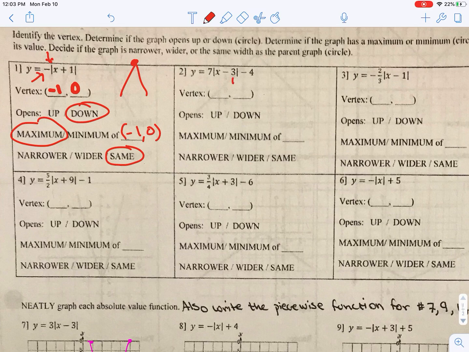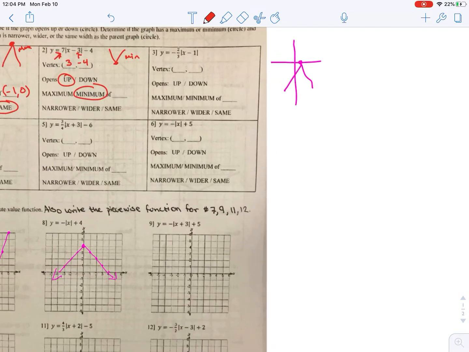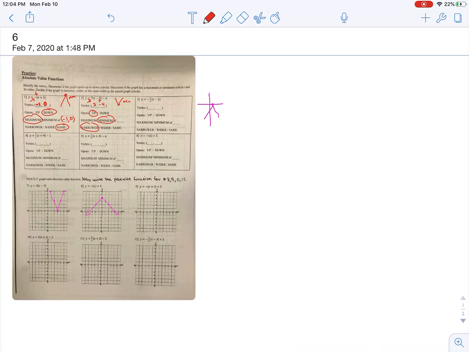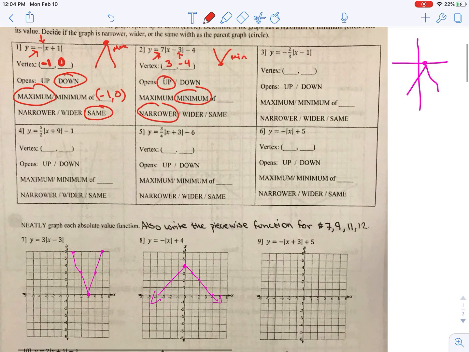Let's do a couple more. So this would be the opposite. So +3, -4. And it has a positive number in front, so that's opening up. So it would look like this. Now it has a minimum point. So if it's like this, it's minimum. If it's like this, it's max. And then narrow, wider, the same. Well, if I have a number right here that's bigger than 1, it's going to be narrower. It's going to be a narrower V. And again, that minimum point is just the same as the vertex.